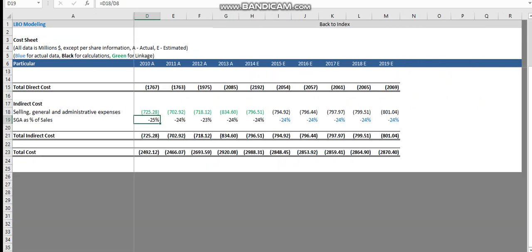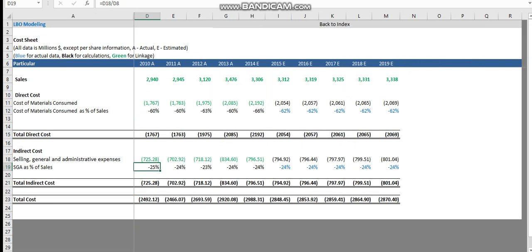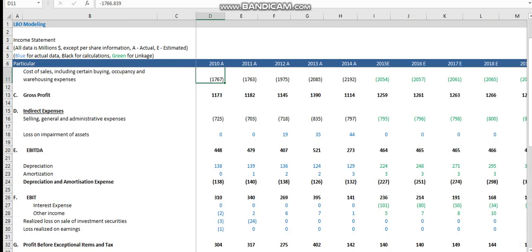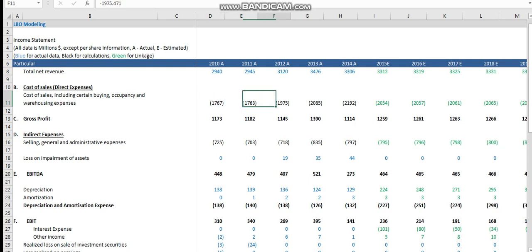Then we have the cost sheet as well. Sales cost has two costs. One is direct cost, another is indirect cost. Direct cost is the cost of material consumed. So this is linked to the income statement. Let's say if we click here, we come to the income statement.